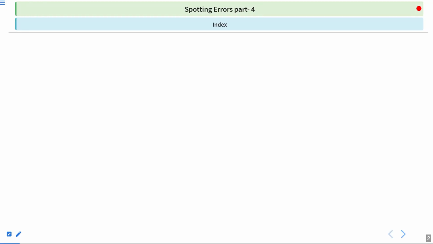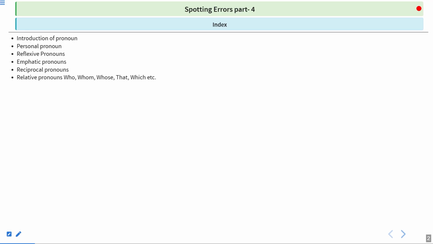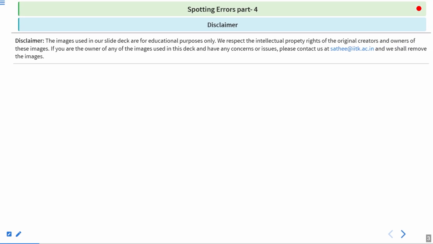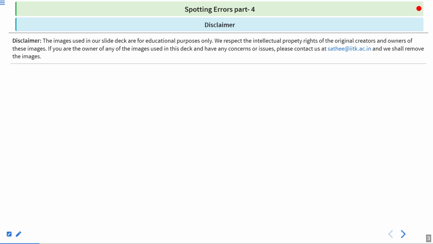First of all, read the index: introduction of pronoun, personal pronoun, reflexive pronouns, emphatic pronouns, reciprocal pronouns, relative pronouns: who, whom, whose, that, which, etc., and distributive pronouns. So in this session we will cover all the pronouns.